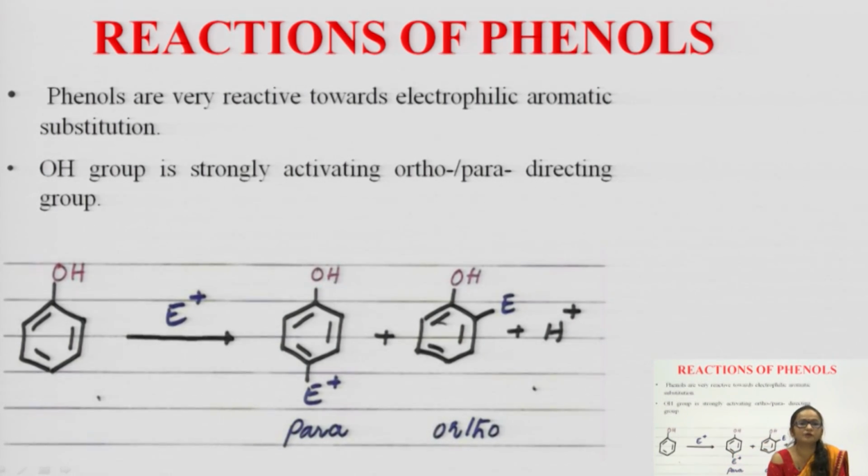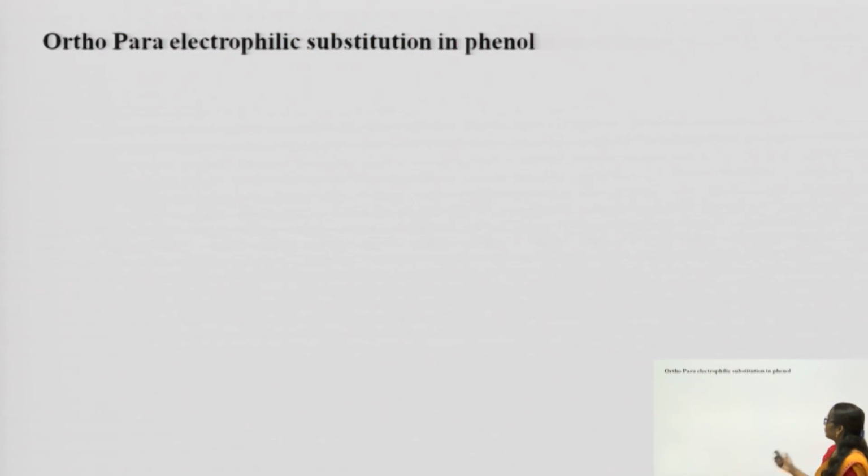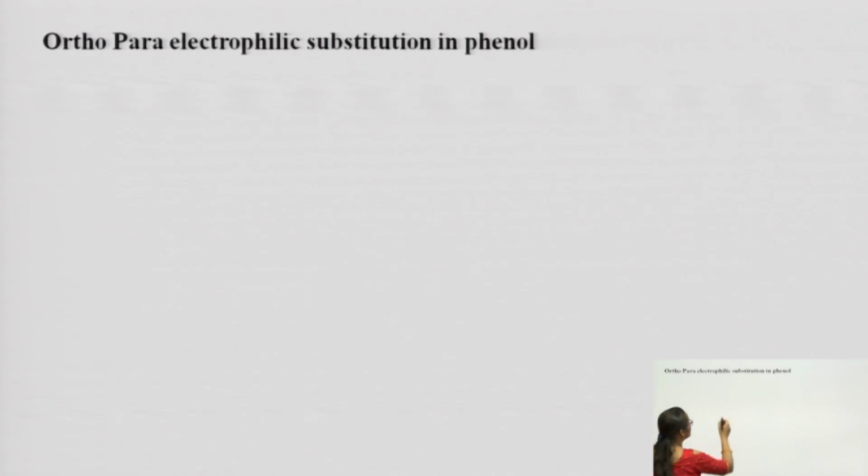Because the OH group present in phenol is a very activating, ortho-para directing group. Phenols are very reactive towards electrophilic aromatic substitution, and the OH group is strongly activating towards the ortho as well as the para position. See in the next slide, I will show you how ortho-para electrophilic substitution takes place in phenols.